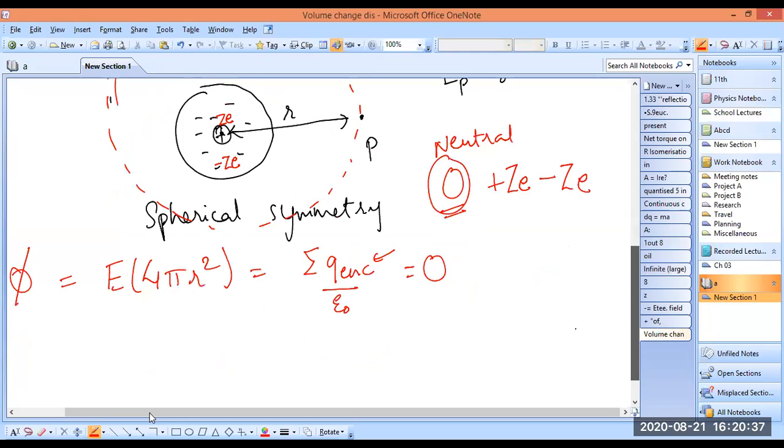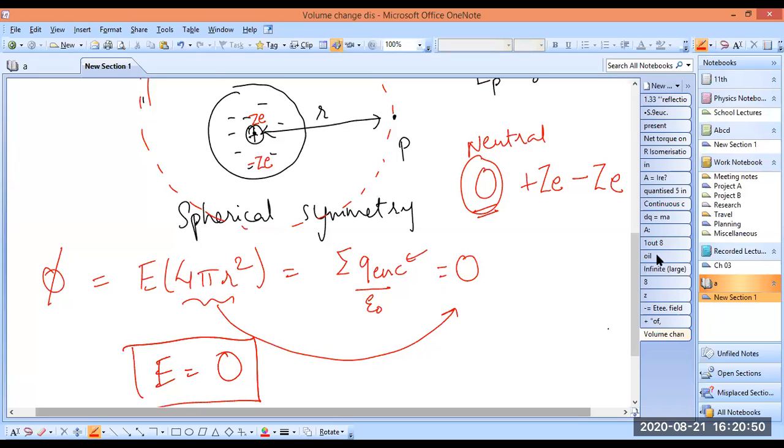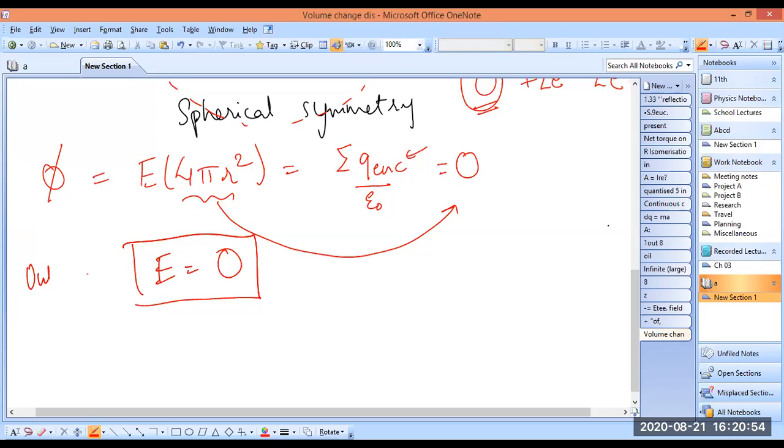So that means the electric field, obviously I can divide this 4 pi r square on this side, right? Ultimately, I'm going to get E is equal to 0, right? So this is the electric field outside. Outside the atom, the electric field is 0. That is what is mentioned. Okay, but we still have to talk about inside, right? So let's start with that.